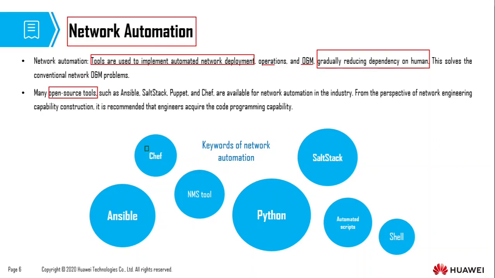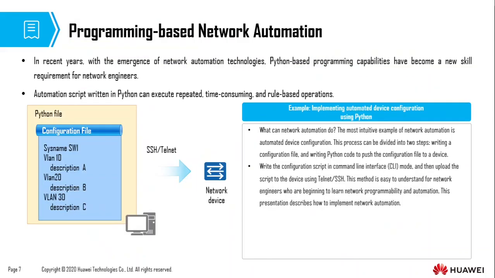As you can see here, we have Chef, we have Ansible, we have NMS tools, we have SaltStack, we have automated scripts, we have another one called Shell, and this particular unit is going to be focusing on how to use a programming language called Python to automate networks.